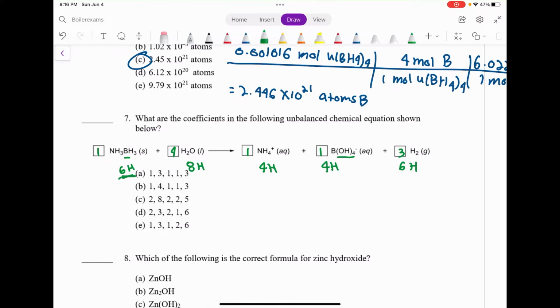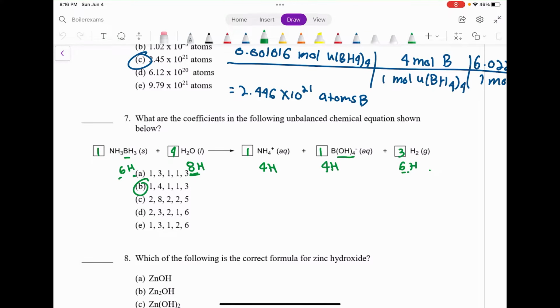So we have 14 H's over here. We have 14 H's over here. 1 nitrogen on each side. 1 boron on each side. 4 oxygen on each side. Yeah. So what answer choice does that leave us with? Looks like B. Okay.